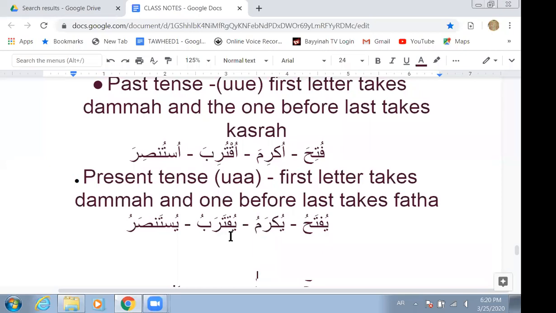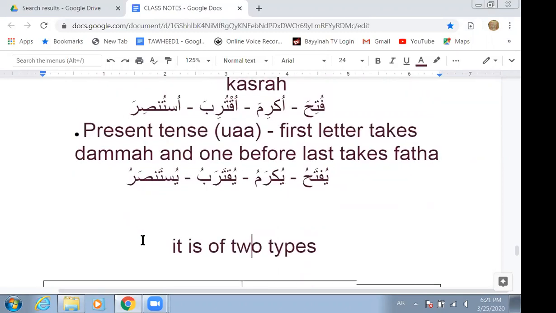Yuktarabu, the first letter has taken a dhamma and the second last, which is the ra, has taken a fatha. And then the last one is yustansaru. So the first letter has taken a dhamma and the second last, which is the sad, has taken a fatha. So this will be the identification that they are in the passive form and it is present passive.